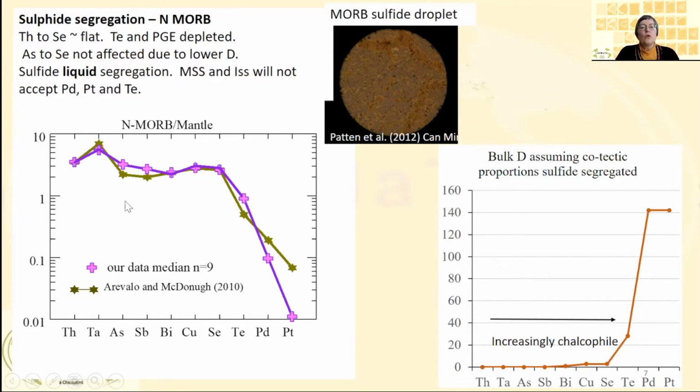You could ask, why don't the other chalcophiles go down? Well, that's because of their lower partition coefficients. What I've plotted over here is the bulk D assuming cotectic proportions of sulfide segregation as we go across our diagram. And what we see is it's only when we get to tellurium that we see a reasonably high bulk D. So we only see the effect of sulfide segregation in MORB on the chalcophiles at tellurium.